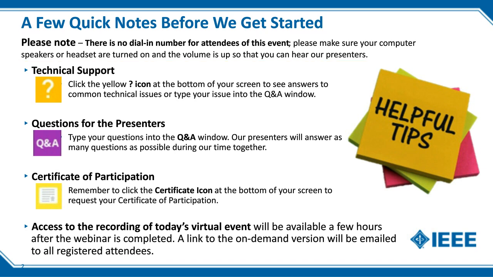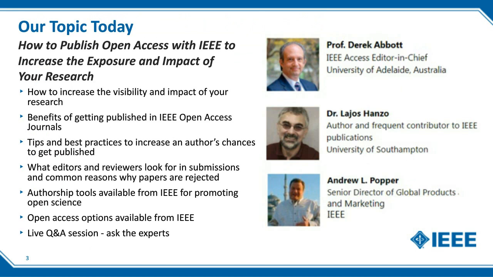So our topic today is how to publish open access with IEEE to increase the exposure and impact of your research. We're going to go through all the following topics and more: how to increase the visibility of your research, the benefits of getting published in open access journals, some tips and best practices to increase an author's chances to get published, what editors and reviewers look for in submissions, and some of the common reasons why papers are rejected.